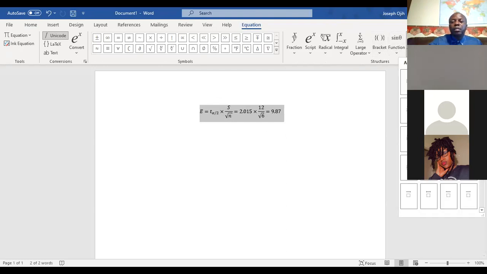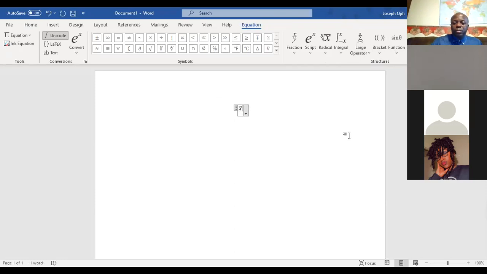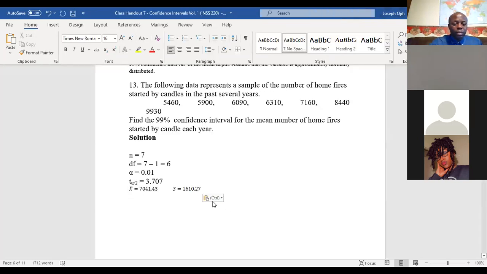X bar. Okay, it was 7041.43. And the standard deviation, the sample standard deviation S, we have from the Excel at 1610.27. So I can just put both of them here. Okay, and then we can find our error margin. So sample mean and sample standard deviation are here.